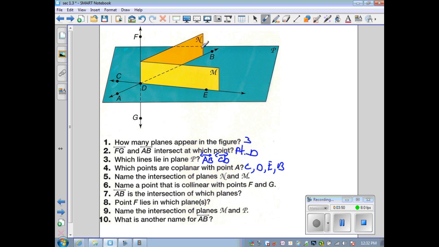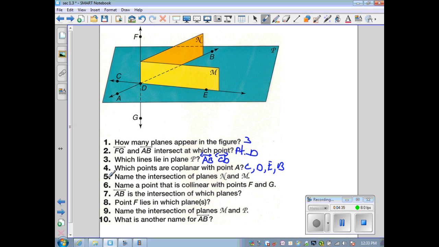If we refer to plane P being the surface of a desk, then this line FG is actually going through the desktop. In other words, point F would be above that sheet of paper or the desktop, and point G would be below the surface of the paper or the desktop.